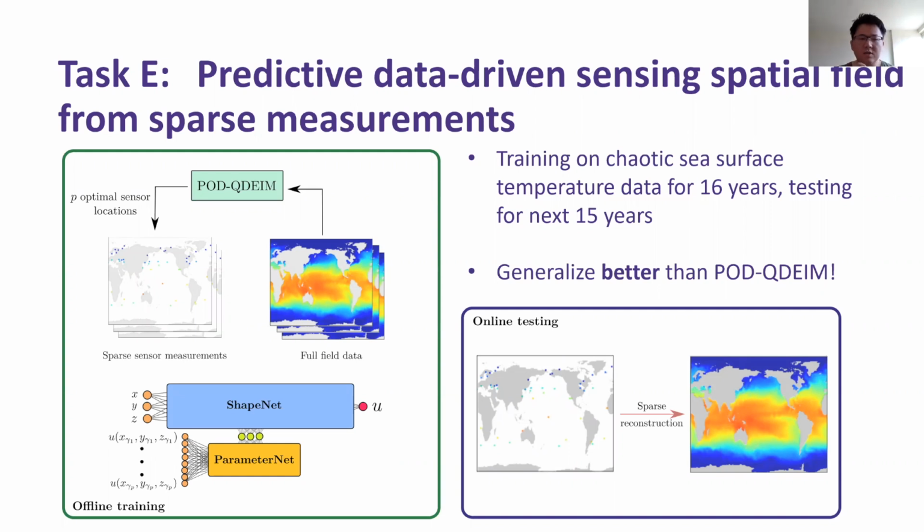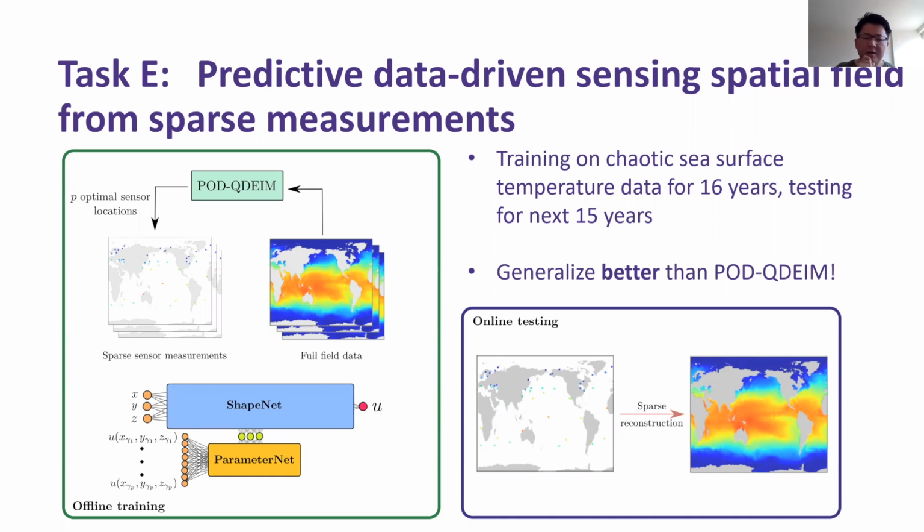For the first question, we use traditional methods, basically POD with QR pivoting. It's just a decomposition of the data matrix, and the pivoting matrix gives you the optimal sensor locations. That's the traditional method, and we use that. Now we have the optimal sensor locations, and the sensor values at those locations go to the input of our ParameterNet.